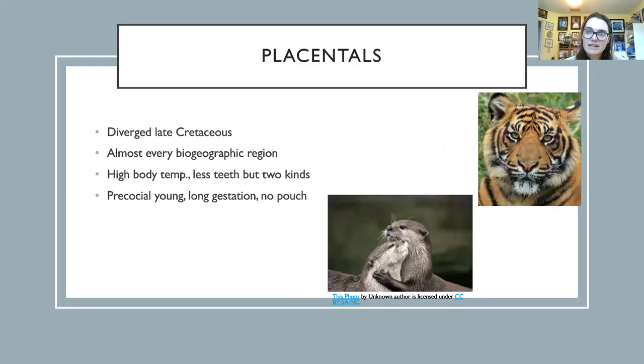And we have fewer teeth than marsupials, but we have two kinds. So we have those baby teeth and then the more permanent teeth that come in later on. For reproduction, placentals have more precocial or more developed young because of that longer gestation period, and placentals do not have a pouch.